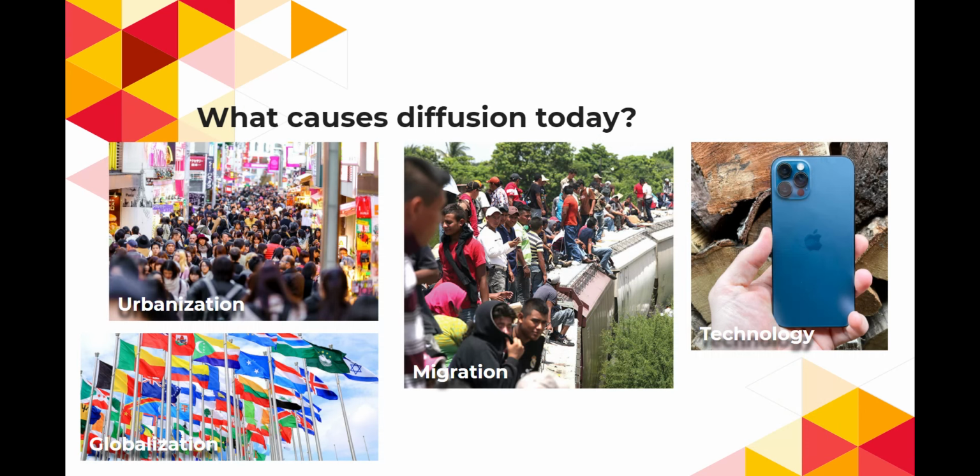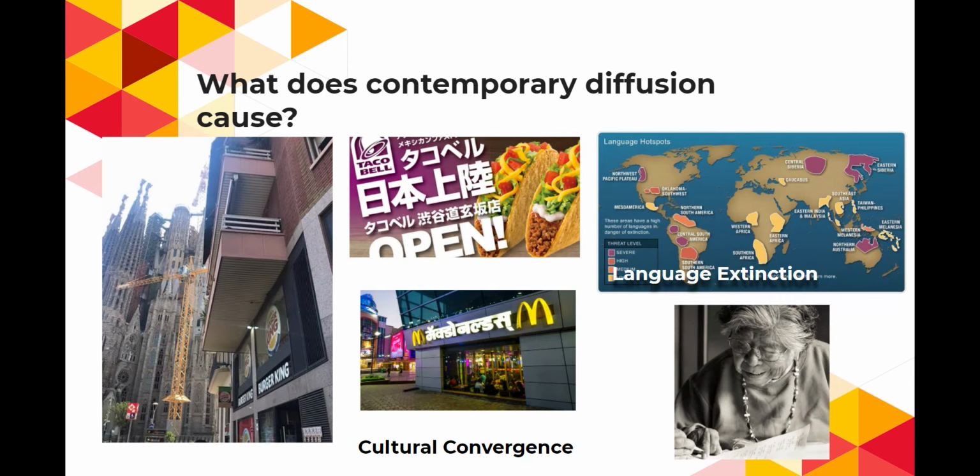All right, what causes diffusion today? Let's talk about contemporary causes of diffusion. We see things like urbanization, or essentially the growth of cities and the movement of people towards cities. We also see globalization, or the idea that our ideas can get around the globe in a very fast manner now because of things like technology, like the iPhone. Migration, you'll see, is also still on this slide because it's not just a historical cause of diffusion, but a contemporary cause of diffusion as well.